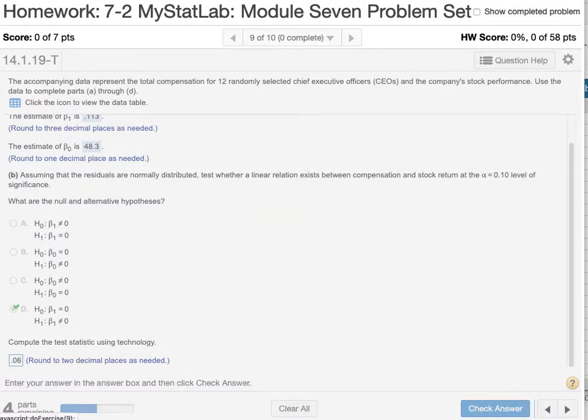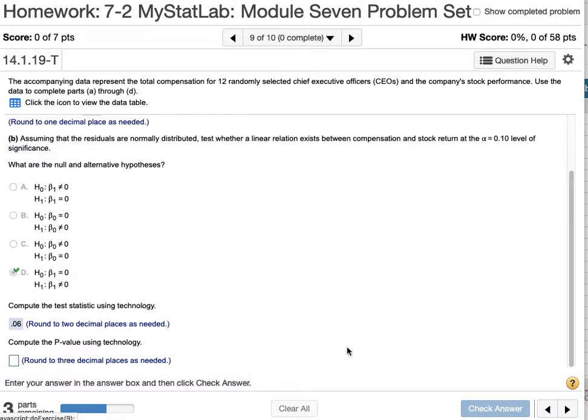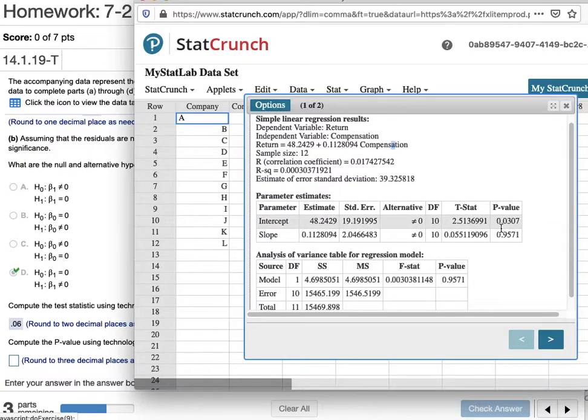That test statistic, we round to 2 decimal places, so we look under t-stat: 0.06. Let's see if that's right. Okay, and then compute the p-value. So again, we're looking at the slope. It's all about the slope. Wow, this is a huge p-value, 0.957.